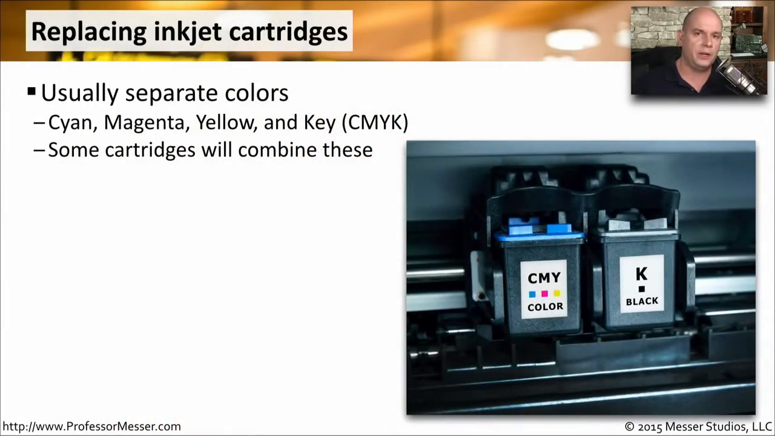Inside of your inkjet printer are the ink cartridges themselves. These are usually separate colors, so you might see a C, an M, a Y, and a K, standing for the cyan, the magenta, the yellow, and the K stands for the key color, which is generally the black color inside of the printer. Some cartridges might combine some of these colors together. So in this example, you can see one of these cartridges contains cyan, magenta, and yellow all in the same cartridge. One disadvantage with this is that if you run out of yellow, you have to replace the entire cartridge, even if there's some cyan or magenta still in the existing cartridge.